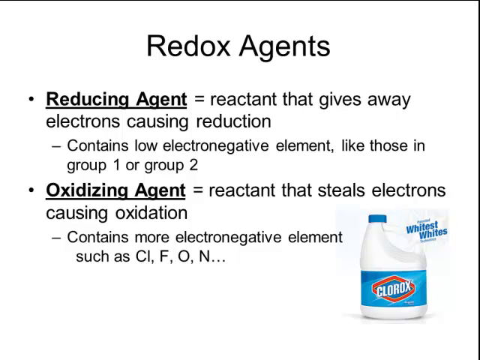An oxidizing agent is the reactant that causes oxidation. It causes oxidation by stealing electrons from other elements. Oxidizing agents normally contain compounds that have very electronegative elements, like chlorine, fluorine, oxygen, or nitrogen, because these elements tend to gain electrons in order to become stable. Bleach is an example of a very powerful oxidizing agent. Bleach works by removing the electrons from the dyes in your clothes that give them their distinct color.